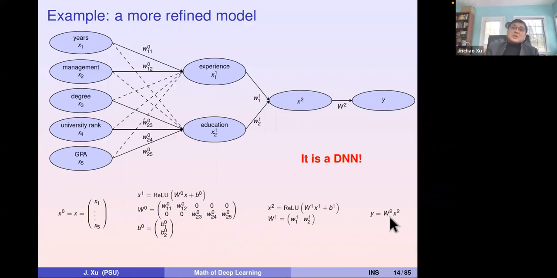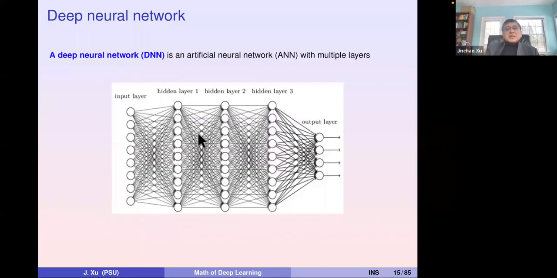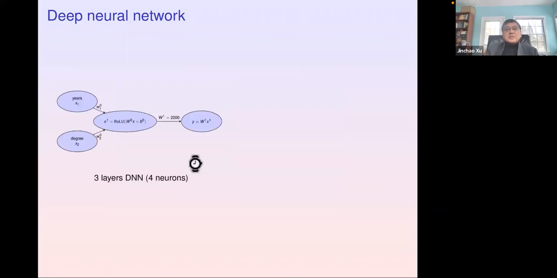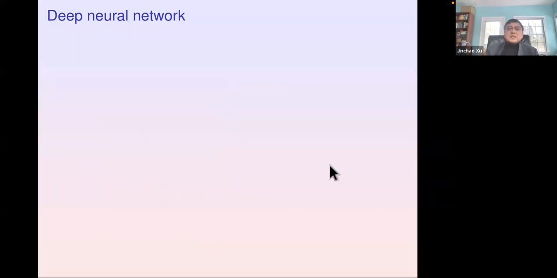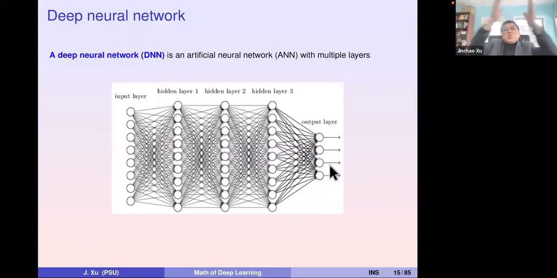This is actually what we call a deep neural network. The deep means the number of layers is more than one. And in the machine learning literature, you have the input layer, hidden layers, output layers, and all that. In the previous example, we had one hidden layer, or three layers, or two hidden layers. But in general, you may have lots of layers. The more layers, the deeper, and that's where the word deep comes from. So you have lots of layers in a neural network.